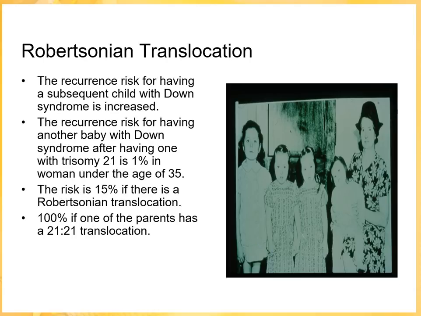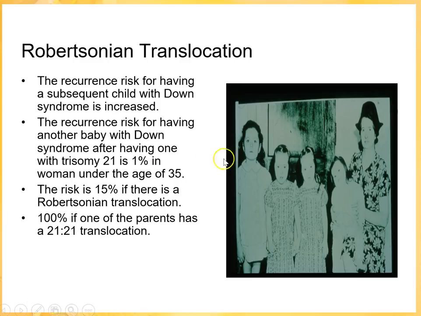The Robertsonian translocation, again, doesn't change the phenotype. It only changes the recurrence risk for a future child. So for a woman under the age of 35, the risk of having another baby with Down syndrome is about 1%. A woman over the age of 35, it's whatever their age risk is at that time. So if they're 42 with the next pregnancy, whatever that age risk is, that's actually higher than 1%. If there is a translocation, however, the recurrence risk could be 15%.